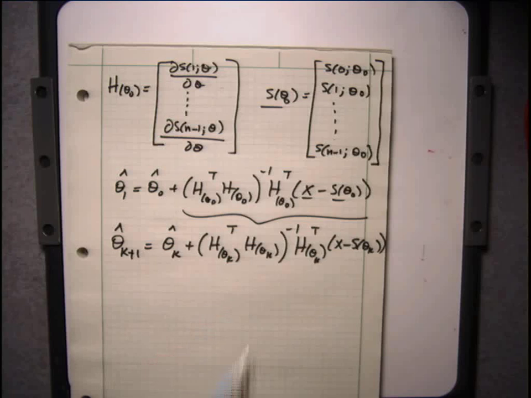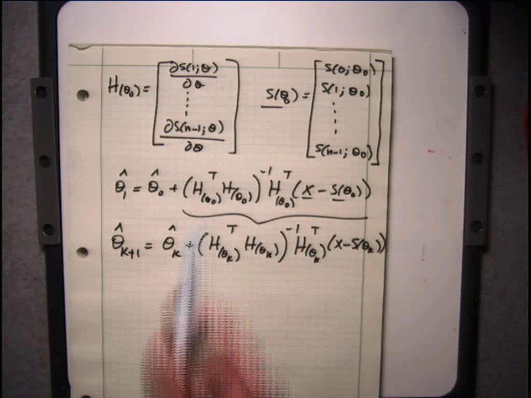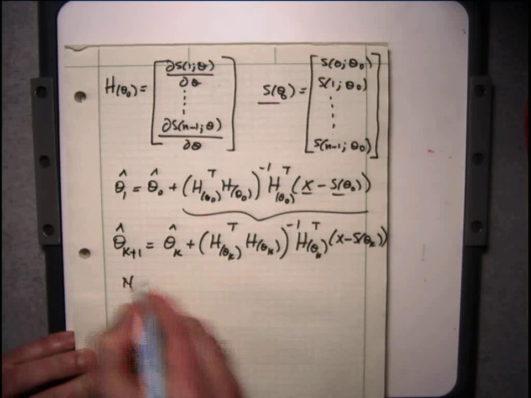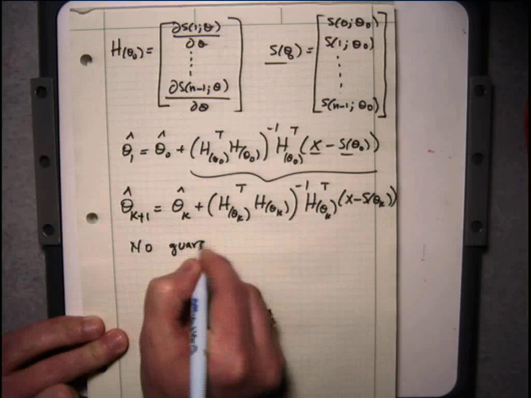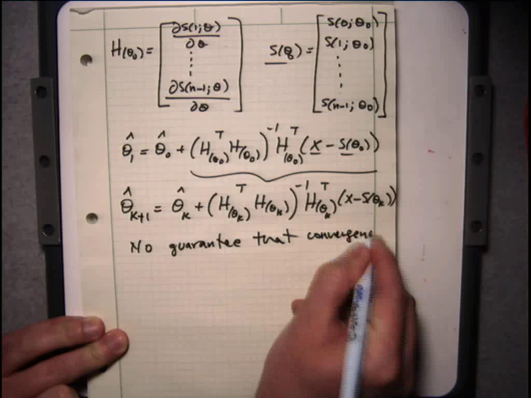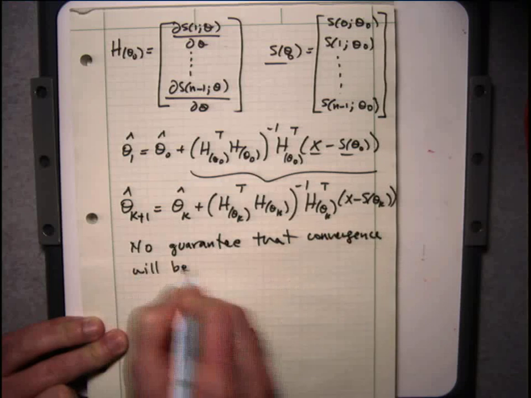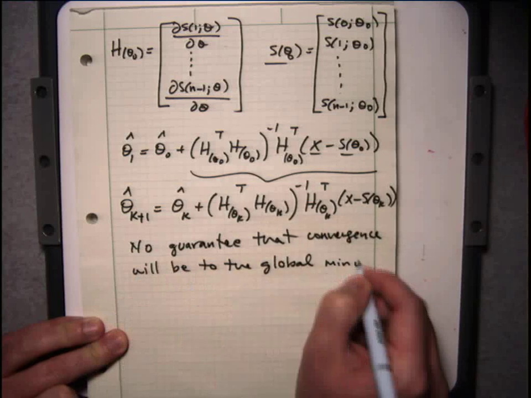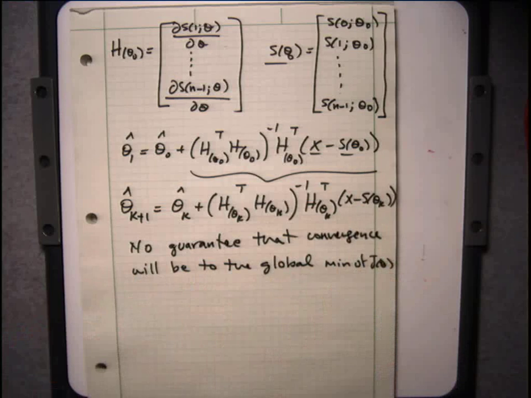One thing to keep in mind, however, is that this iteration, as long as these guys are well behaved and so on, will converge. However, there's no guarantee that you will converge to the global minimum of that cost function. So in general, there is no guarantee that convergence will be to the global minimum of this J of theta. And as I said, this is because it depends on where you start.